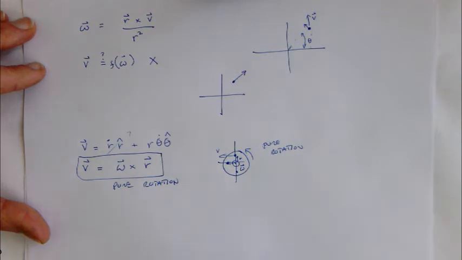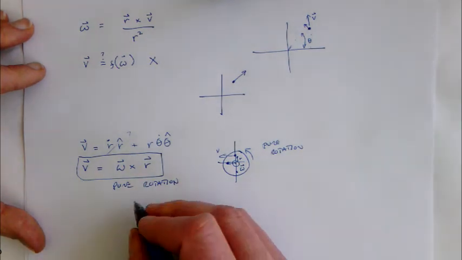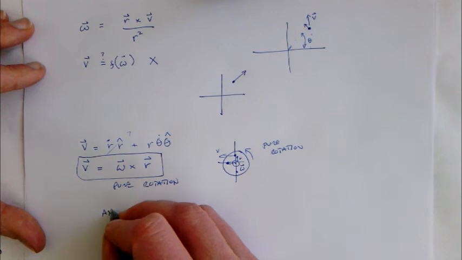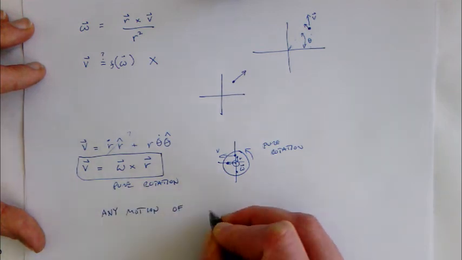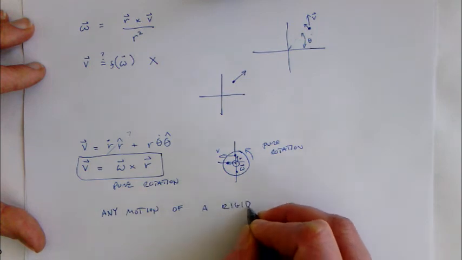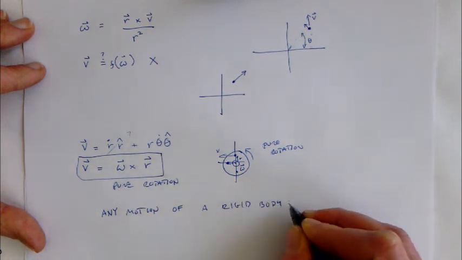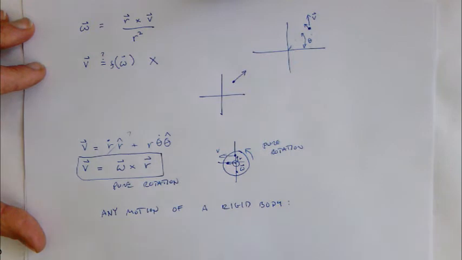I can figure out what my velocity vector is based on what the location of the object is and what my angular velocity is. Now that might seem like it's a limiting case, but let me propose a big idea that you want to use this for. You can think about taking any motion of a rigid body, and decomposing it into two parts.